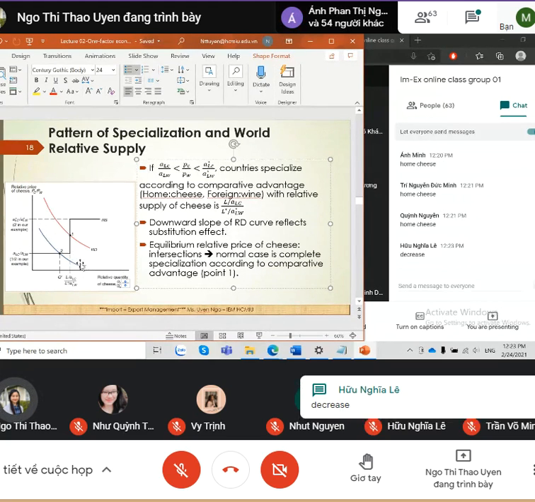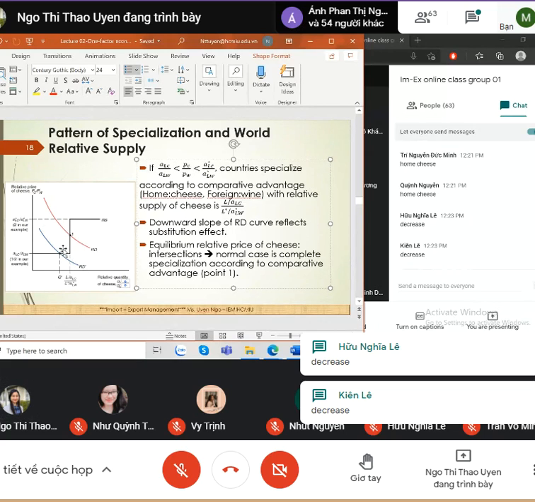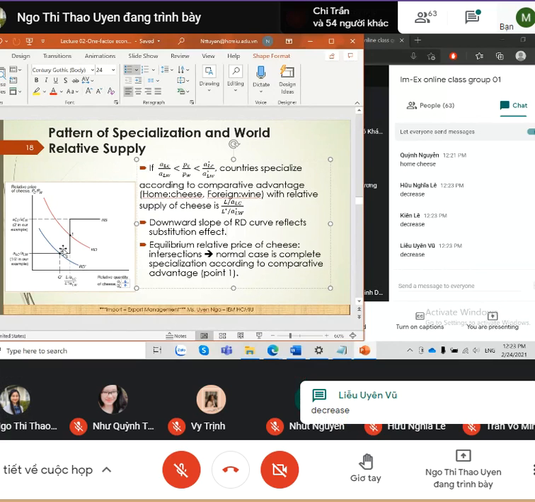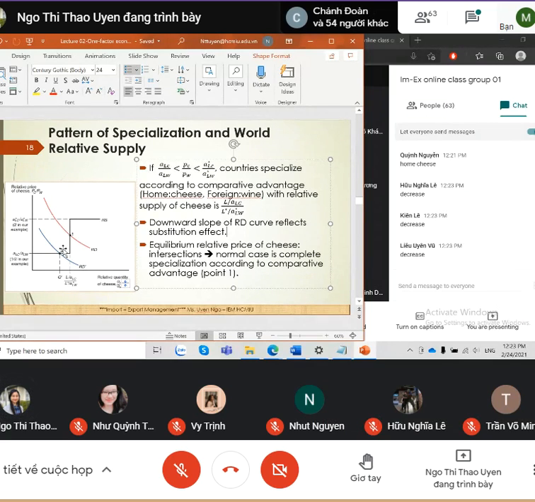If the demand curve is like this, everyone, when we move along the curve, increase this, it means that we are moving in this direction. So what does that mean?